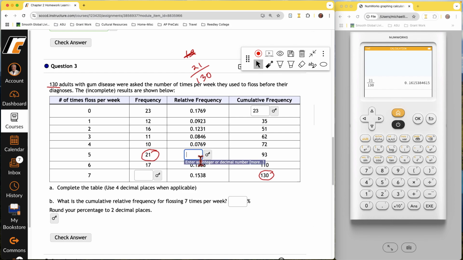So we can put in 0.1615, round it to 4 decimal places. Okay, and then for this one, what's left?